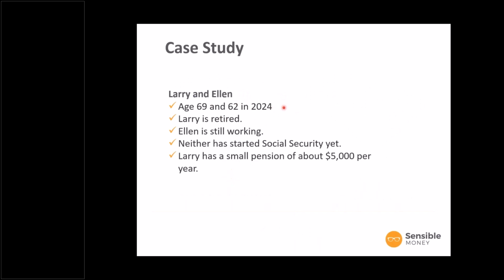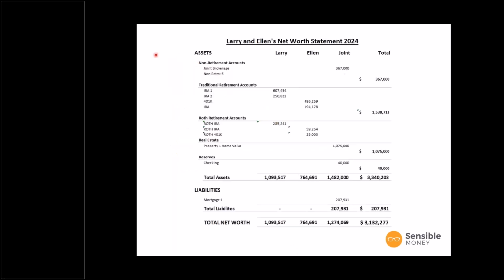Larry and Ellen. Larry is 69 and Ellen is 62. Larry is retired and Ellen is still working. Neither has started Social Security yet, and Larry has a small pension of about $5,000 per year. Let's take a look at their net worth statement.